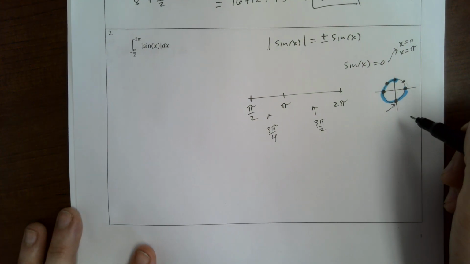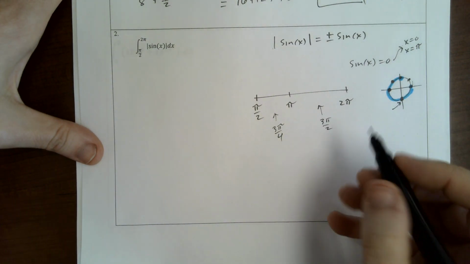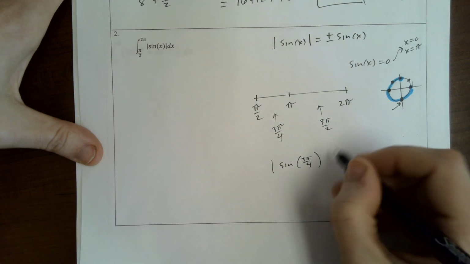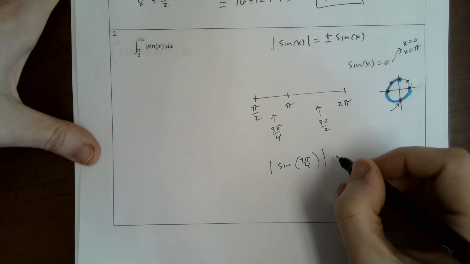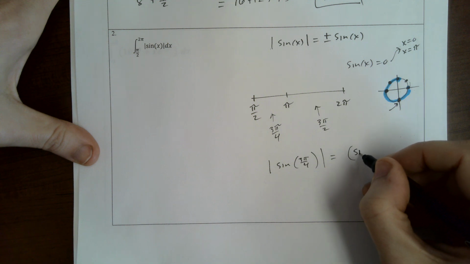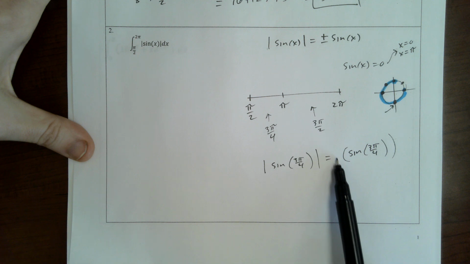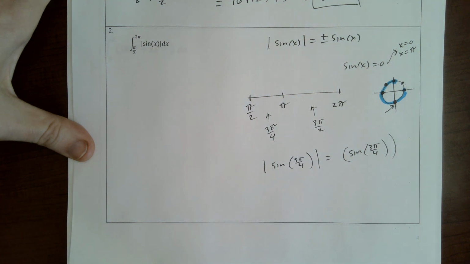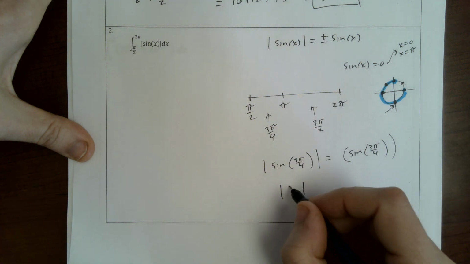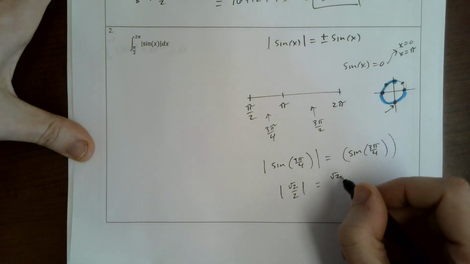3 pi over 2. Okay, so yeah, let's see what happens. So we've got the absolute value of sine of 3 pi over 4 is equal to sine of 3 pi over 4. So I just got to figure out if I need a plus or a minus in front here to get a positive outcome. All right, so sine of 3 pi over 4, sine is the y coordinate, that's radical 2 over 2, equals, that's just radical 2 over 2.